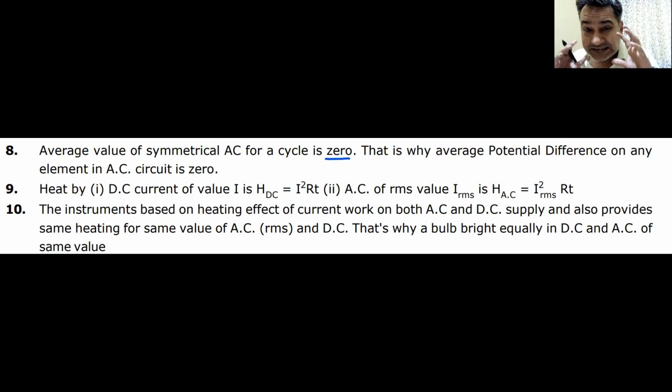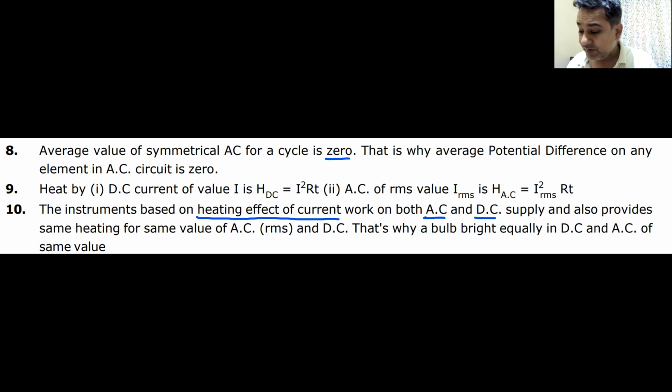So to measure these AC voltages or AC currents, we have a different device which is based on the heating effect of current. Remember that this device will work both for AC and for DC. But a simple DC ammeter will not work on AC. Do we understand this? It will always show you 0. We understand this. Yes, sir.